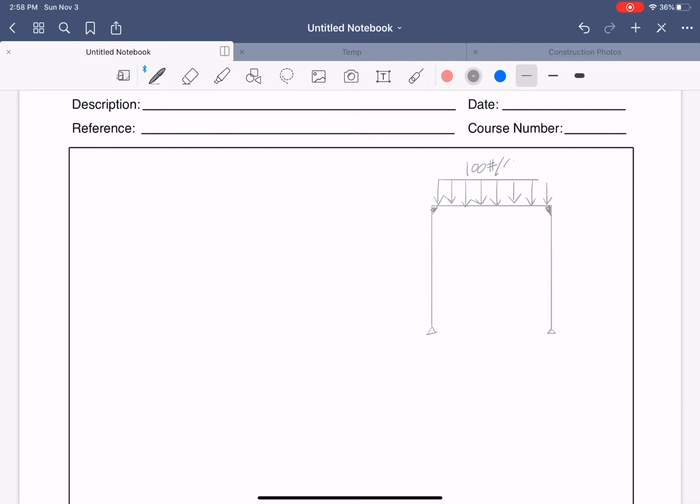And so one of the things that we know is the inflection point when it comes to frame as an approximate method is 10% of the span of the beam. Let's just say it's a 30-foot span. Let's draw a point like this and a point like this, and let's say that it's 3 feet.